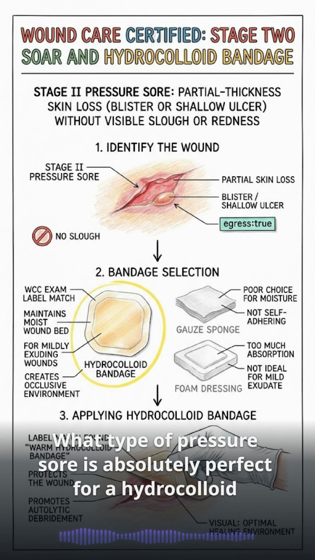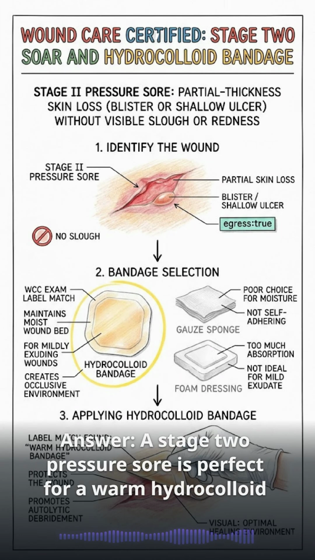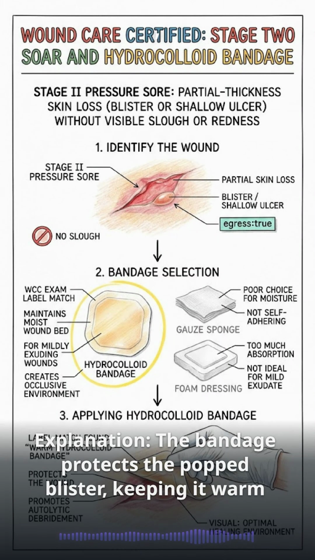80. What type of pressure sore is absolutely perfect for a hydrocolloid bandage? A stage 2 pressure sore is perfect for a warm hydrocolloid bandage. The bandage protects the popped blister, keeping it warm and slightly wet.